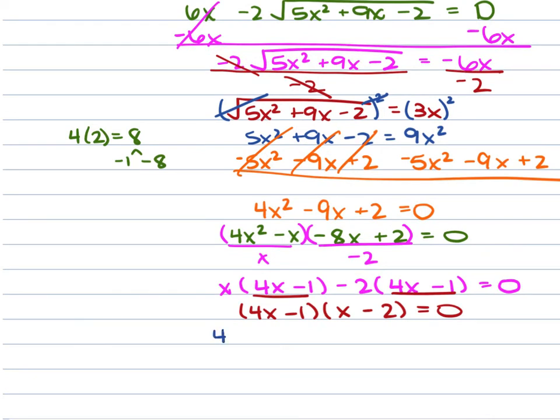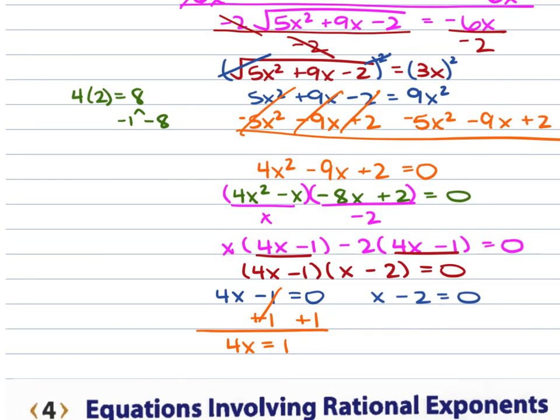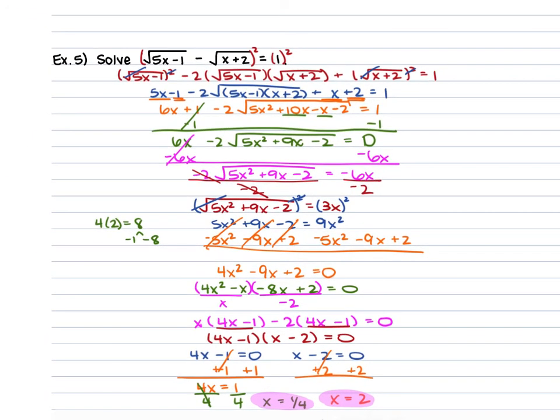So we're going to have the 4x minus 1 is equal to 0 and the x minus 2 is equal to 0. Move your 1 over by adding it to both sides, and that 4x minus 1 is equal to 0. You have 4x is equal to 1. Divide each side by the 4, and you get that x is equal to 1/4. Your other equation, you have x minus 2 is equal to 0. Add the 2 to both sides. And you get that x is also equal to positive 2. So two answers here, one that's 1/4, the other that is 2.